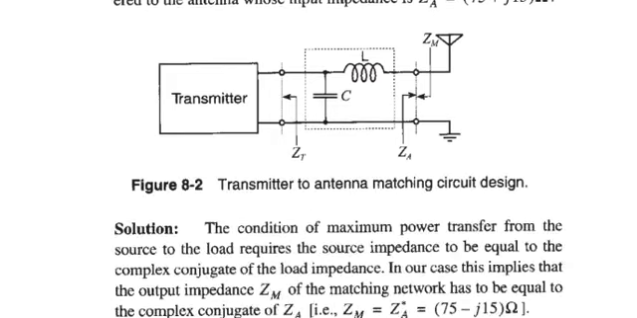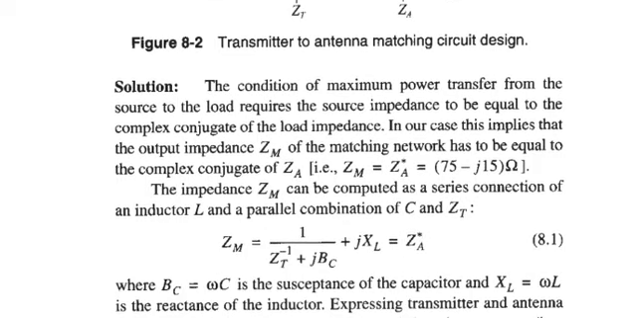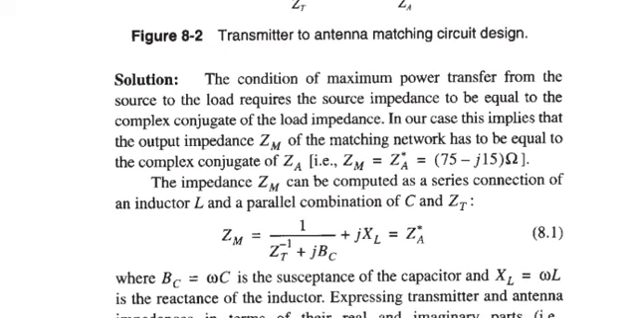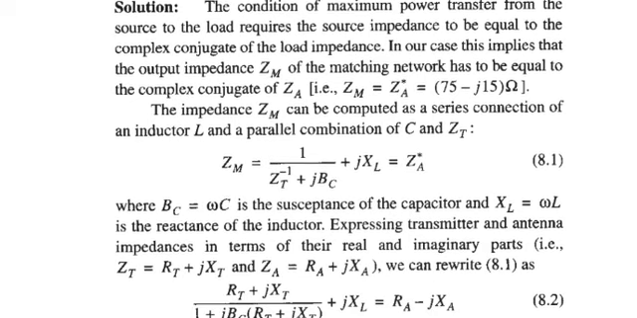So we are going to use the formulas. The impedance ZM can be computed as a series connection of the inductor and a parallel connection of C and ZT. By using the formula, I can define ZM equal to 1 divided by (ZT inverse plus j into BC), because I'm going to connect ZM in the series combination of inductor and parallel combination of the capacitor, plus j into XL, which gives me the actual impedance which I have to see at the receiving antenna side.